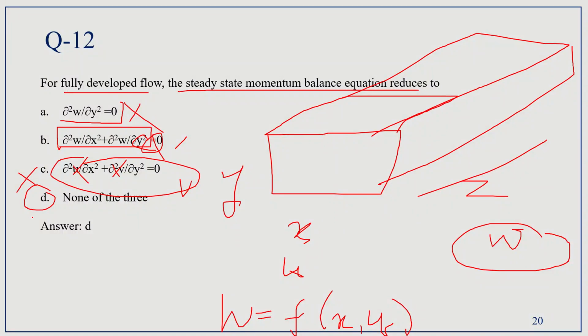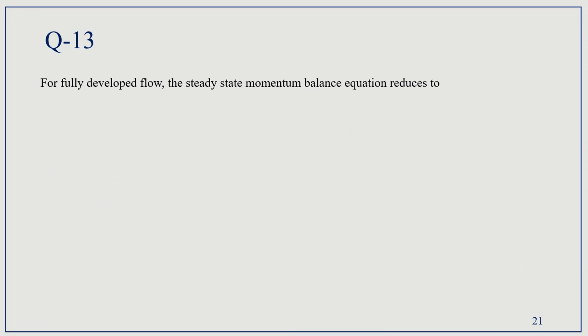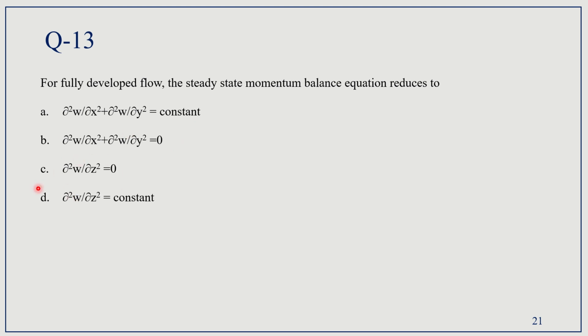Answer is option D. Now a similar question, I think it is question 13, where we are just going to see how the fully developed equation looks. For a fully developed flow, the steady state momentum balance equation reduces to ∂²w/∂x² plus ∂²w/∂y² is equal to a constant. ∂²w/∂z² is equal to 0.